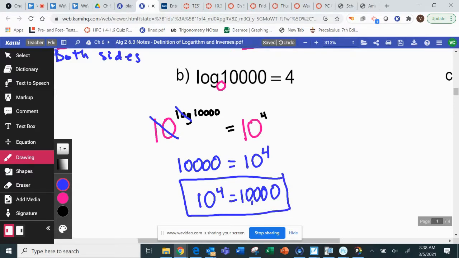Again, we're not doing anything other than rearranging this and making it look different, but we're not solving anything. We're not simplifying anything. We're just rearranging stuff. We're learning how logarithms work.